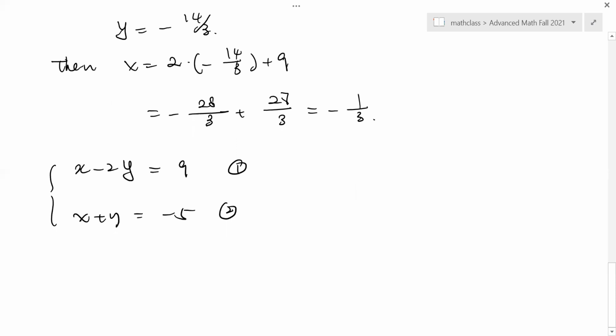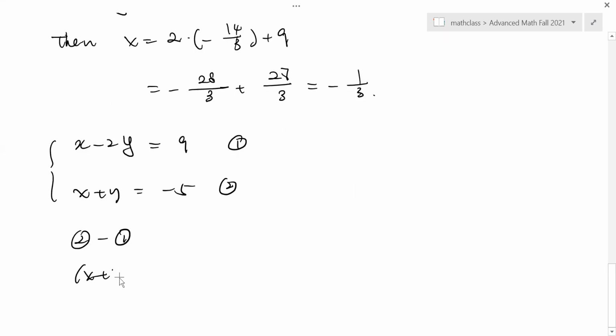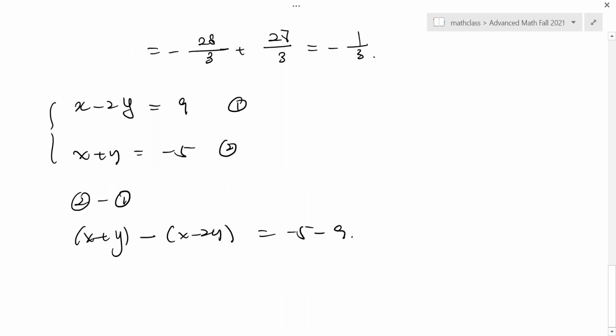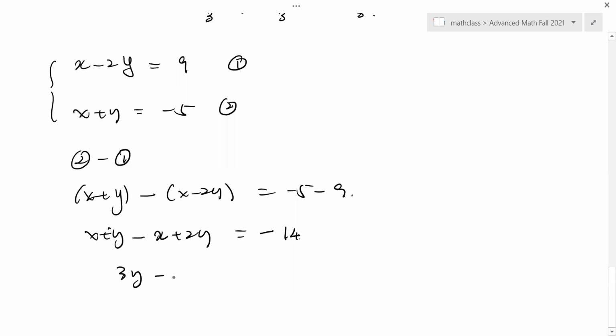The first method is to use subtraction, just equation 2 minus equation 1. Then you can get rid of x because the left-hand side is x plus y minus x plus 2y, right? And the right-hand side, -5 minus 9, which is -14. So what you get here is 3y equals -14, y equals -14 over 3.